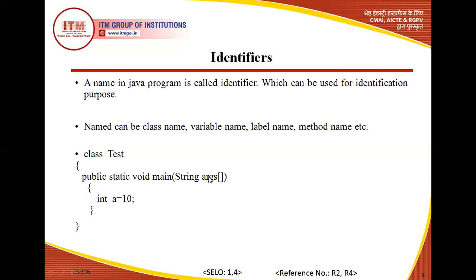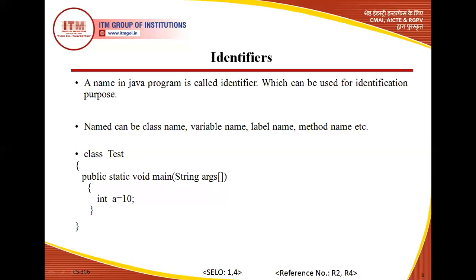How can we read it? Args is an array variable of type String, and a is a variable of type int, which stores 10. I hope I have explained this program clearly. I repeat once again: Test is the class name, class is the keyword, public static void are the keywords, main is the method, String is the predefined string class. Args is an array variable of type String. A is a variable of type integer, which is holding the value 10.